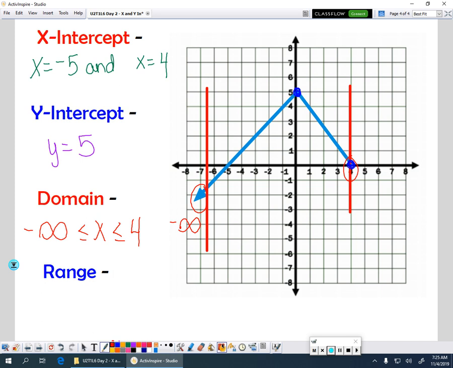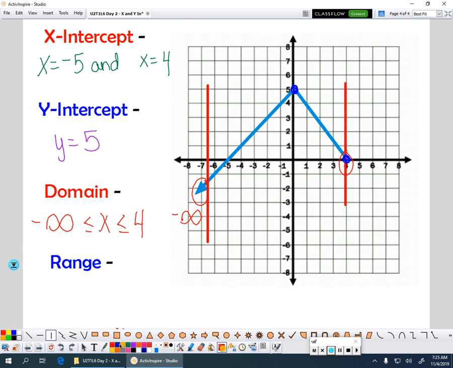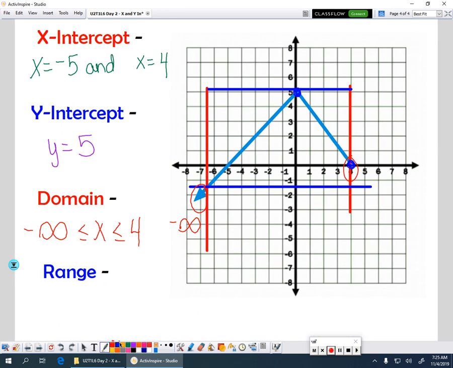Now my range is going to be talking about my y values. My y values, again, go as high as this and as low as this, but I hope you notice that it ends in an arrow down here. So again, we're going to continue going on till -infinity. So my range is going to be from -infinity all the way up to +5, and all of the y values that are in between.